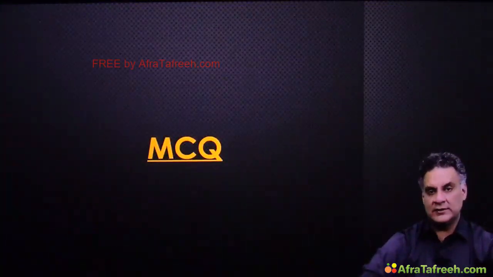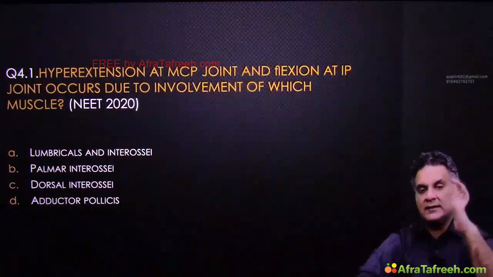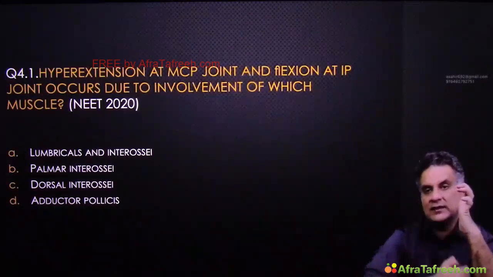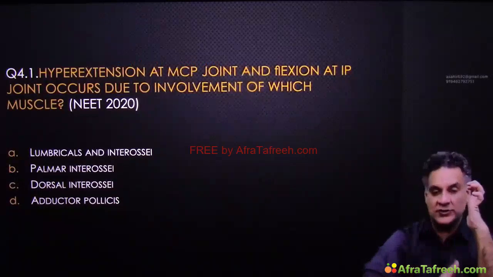Coming to the questions of the nerve area. Hyperextension at the MCP joint and flexion of the IP joint occurs in the involvement of which muscle? So this is classical of claw hand. They're talking about lumbricals and interossei together.